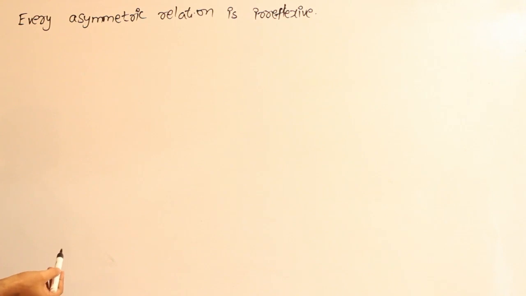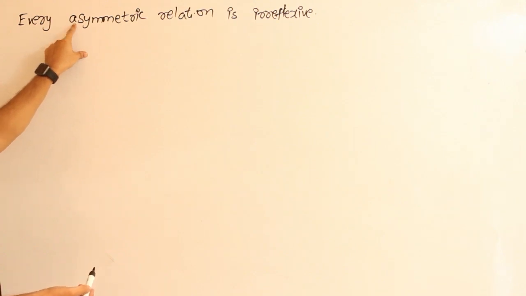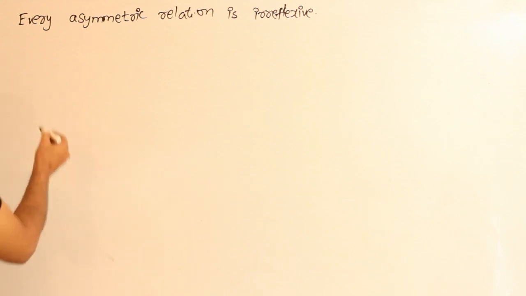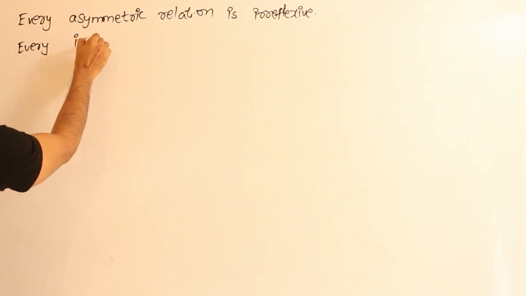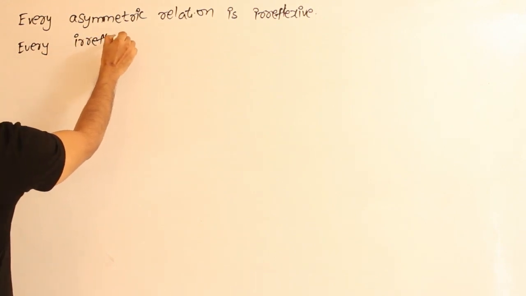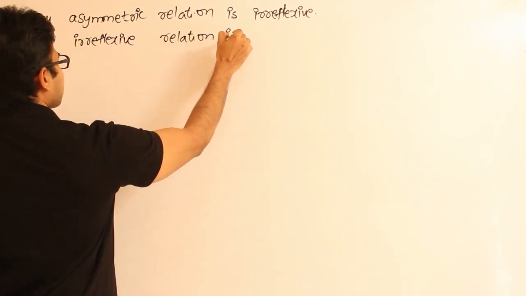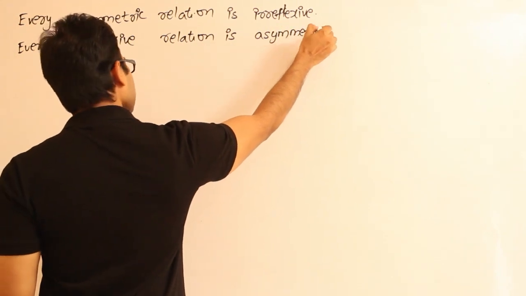Is it true? So how can I write this? If a relation is asymmetric, then definitely there will be no diagonal elements in that. And so if a relation does not contain any diagonal elements, then it is definitely going to be irreflexive. Now can I write the other way? Which means, can I write like this: every irreflexive relation is asymmetric. Can I write it like this?